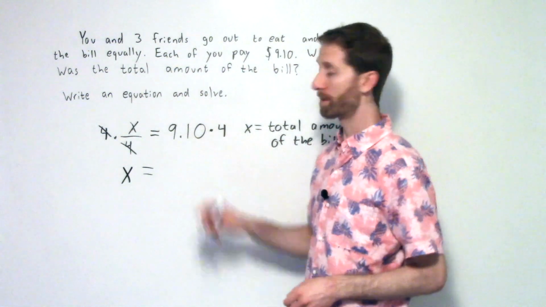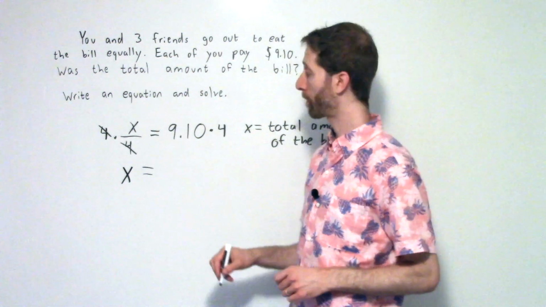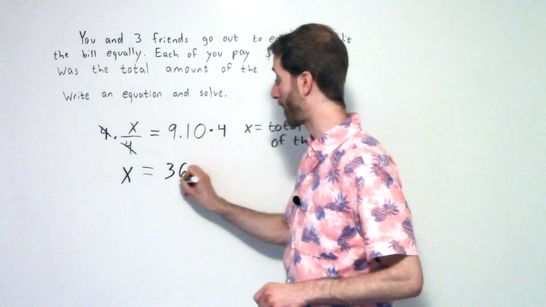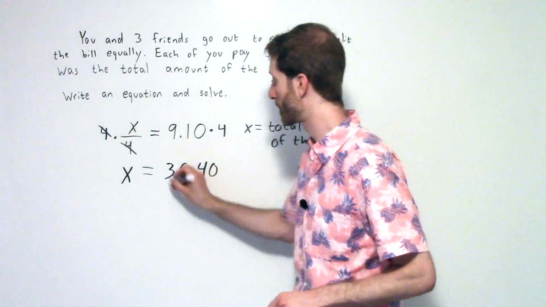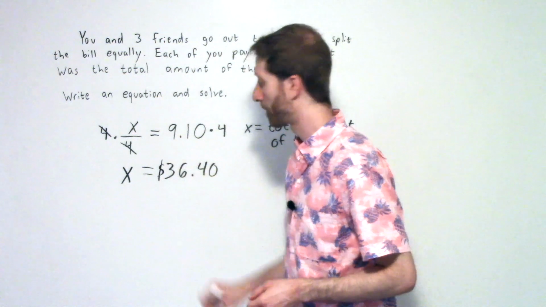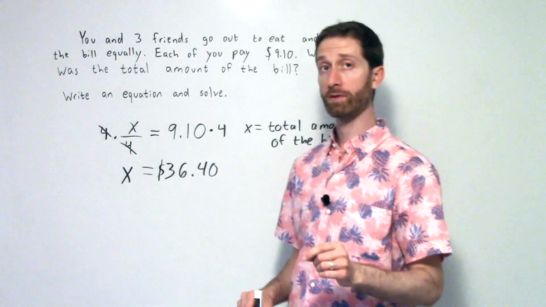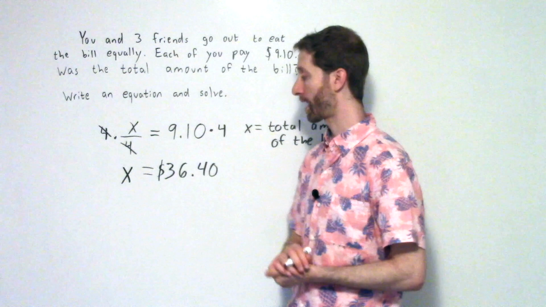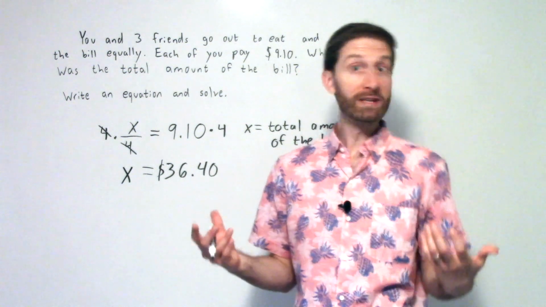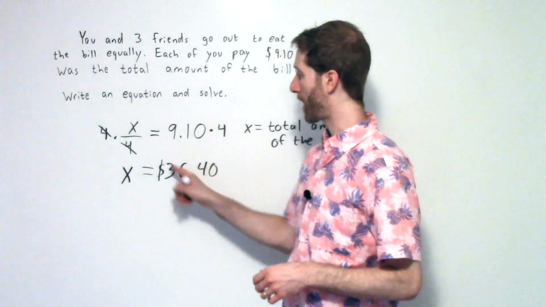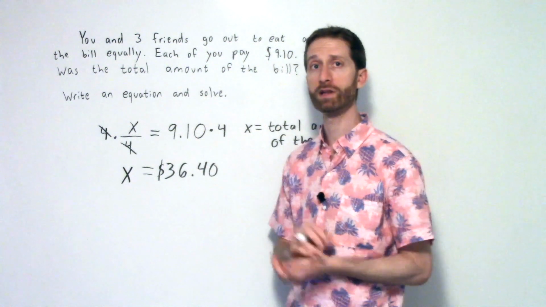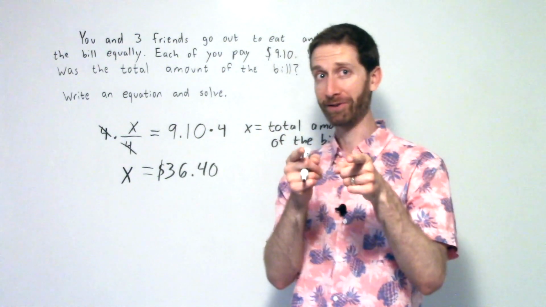Then I do 4 times $9.10. Well, that's going to end up being, with a little bit of mental math, or a little bit of a calculator, $36.40. So x is 36.4, so I'm going to put a dollar sign right here. Therefore, the total amount that the bill was is $36.40. You can check the validity or the reasonableness of your answer by taking that amount and dividing it by the 4 equal parts and seeing if each person paid $9.10. And you know what? It works.